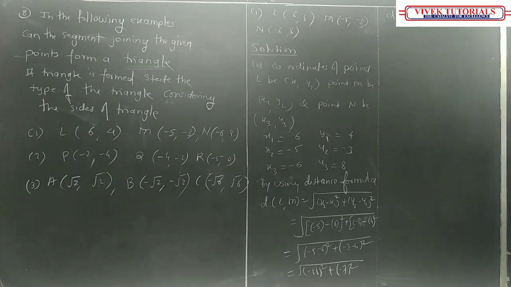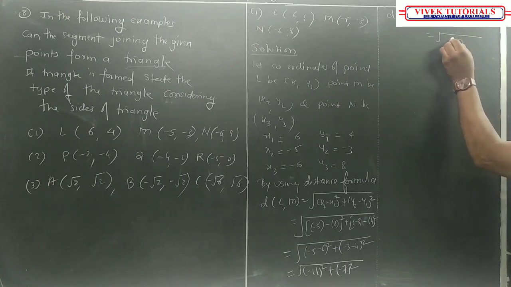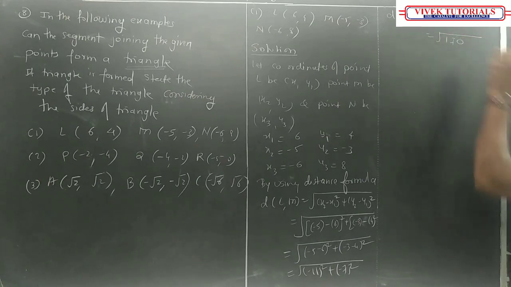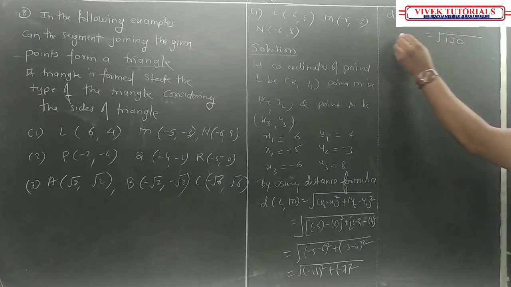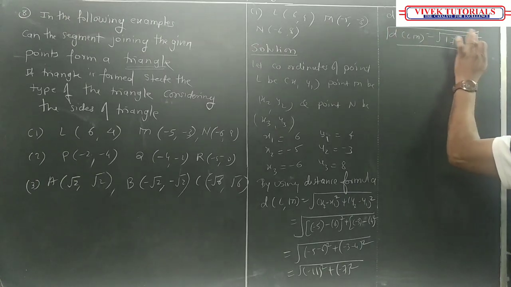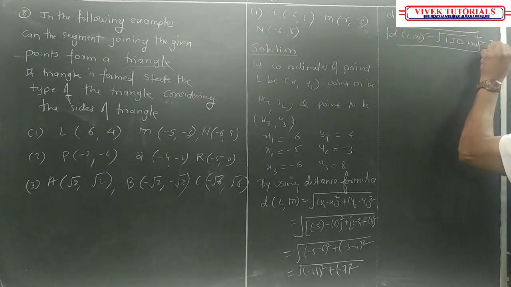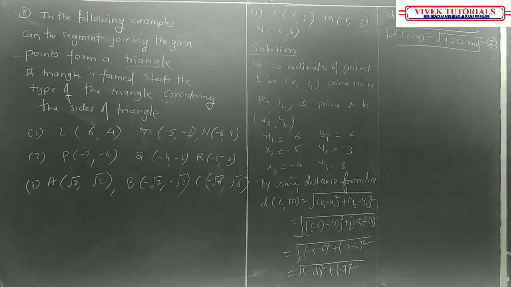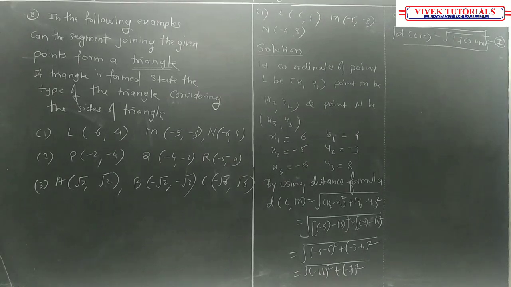Distance LM is equal to under root, -11 the whole square is 121 and 7 square is 49. So we are getting 170. That is distance LM. We are going to write units in equation 1. Okay? I think you have understood this properly. Okay? How to find.